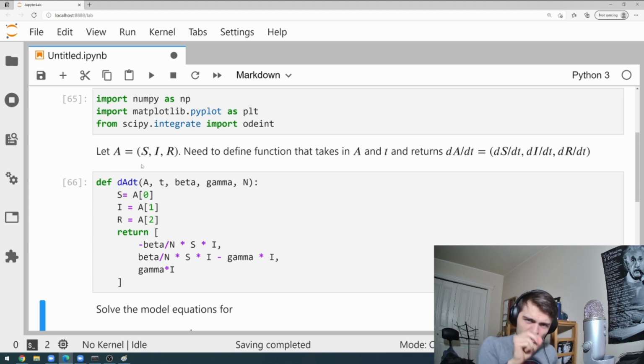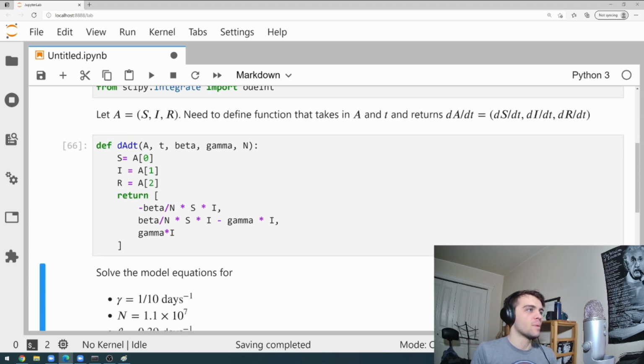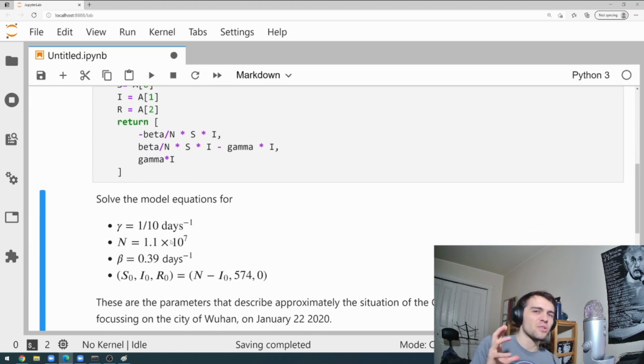There's a beauty there. You're used to writing down things by hand. This is writing a differential equation in terms of Python. And now we need to solve the equations. I used conditions here that sort of modeled the coronavirus in Wuhan. So the parameters that sort of match that are gamma is 1/10, the units are inverse days. N, which is the total number of people, is 1.1 times 10 to the 7.